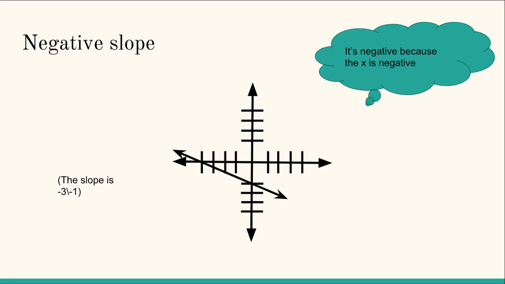Next up we have negative slope. Negative because the 3 is negative, or the x, as some people would call it. So you would go left 3 spaces and down 1. Keep doing this and you'll eventually have a negative slope.